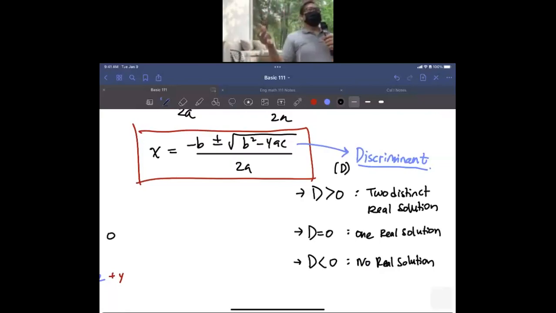So if the question is just asking how many real solutions or what kind of solutions it might have, you can also just see from the square root, or just b squared minus 4ac. If it's positive, then you have two real solutions. If you have 0, you will only have one real solution. If it's negative, then it means no real solutions. Okay.